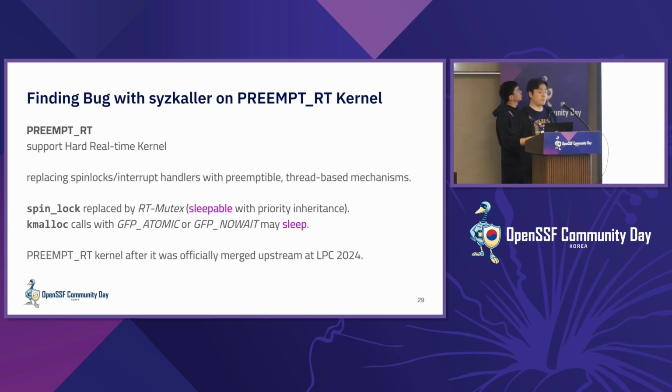So, finding bugs with Syzkaller on the PREEMPT_RT kernel. This is my recent kernel contribution.